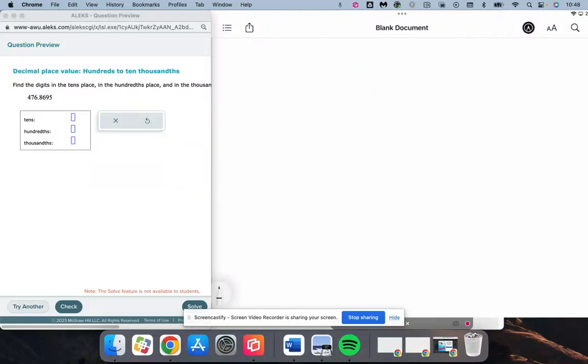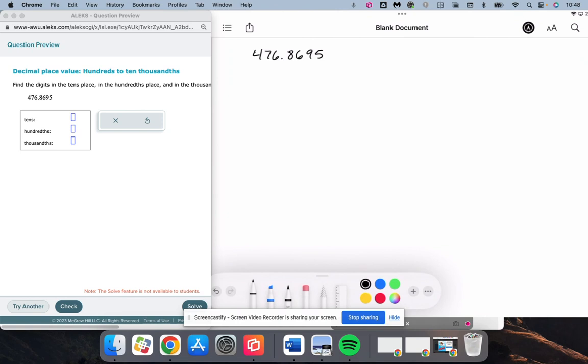With decimal place value hundreds and 10,000ths, we've got the number 476.8695. We are asked to find the tens, hundredths, and thousandths.